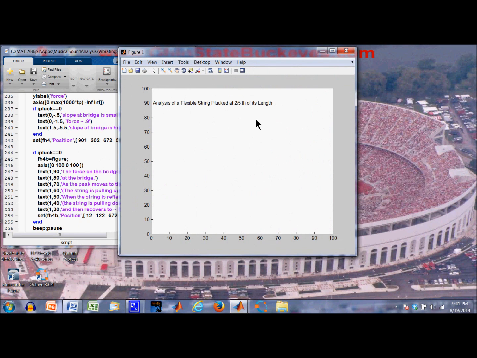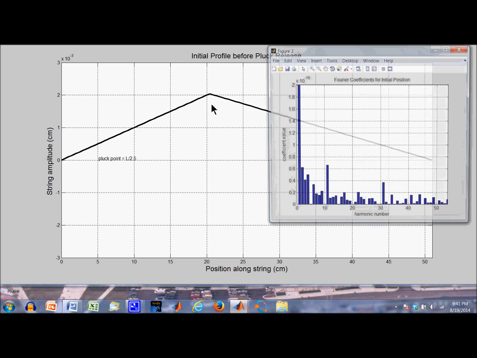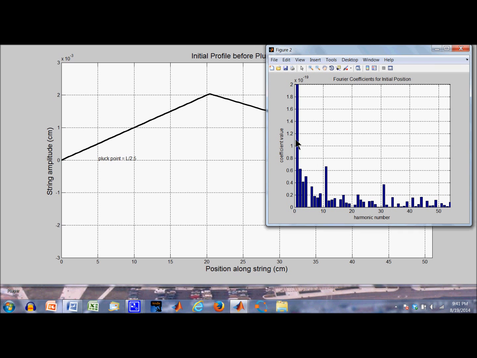All right, now we're going to finally do the thing for 2/5 of its length. See, here's the peak point right here, so it's a little bit off center. Here's the Fourier approximation to the initial position. You see the 5th, the 10th, the 15th, multiples of 5. Those harmonics are 0.